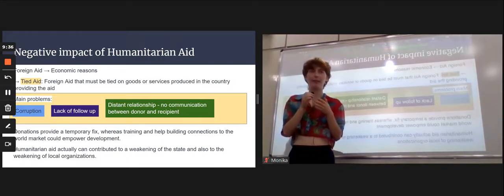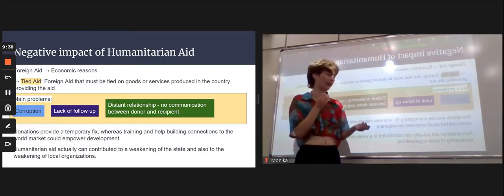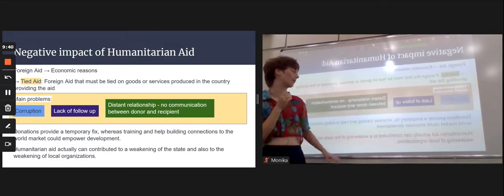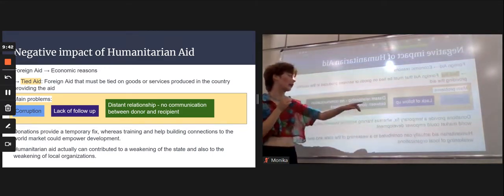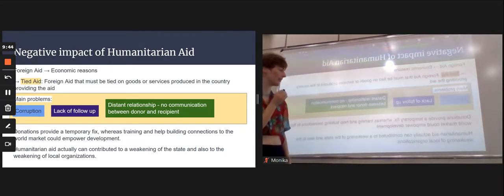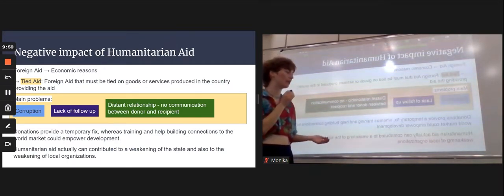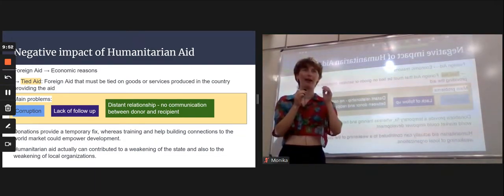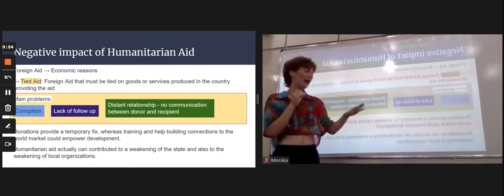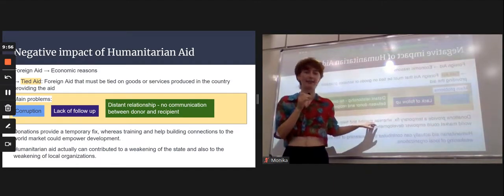There's no actual connection. So donations provide a temporary fix, whereas training and helping build connections to the world market could empower development. So giving something and then, I will talk about this in the case studies as well.